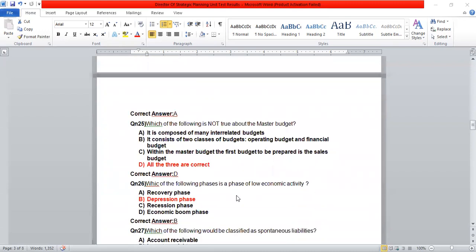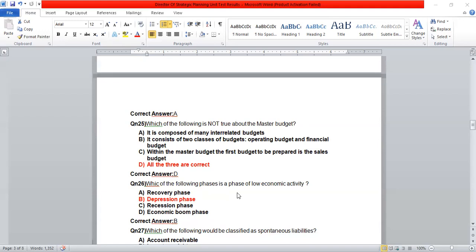Question 25. Which of the following is not true about the master budget? A master budget is composed of many interrelated budgets. Yes, it is. It consists of two classes of budget: operating budget and financial budget. Yes. Within the master budget, the first budget to be prepared is the sales budget. Yes, all three are correct.